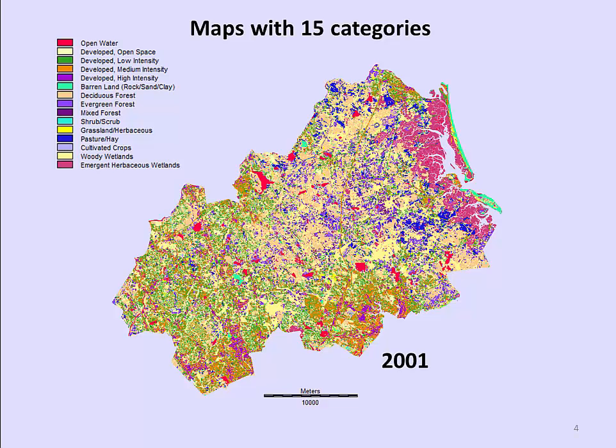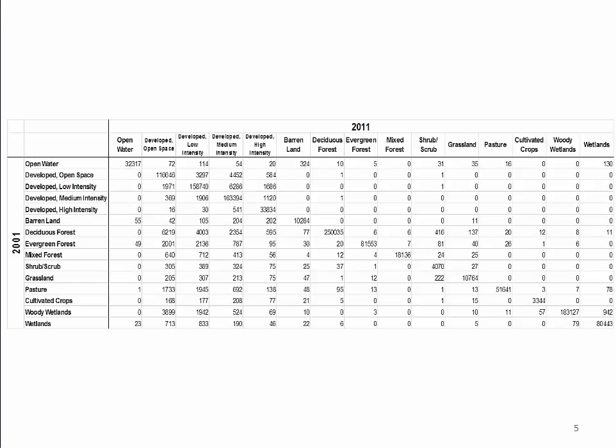This is an area in northeastern Massachusetts. These maps have 15 land categories for two time points, 2001 and 2011. Maps come from the National Land Cover Database. 15 categories can be challenging to understand, so we would like to aggregate the categories. But first, let's have a look at some important transitions.